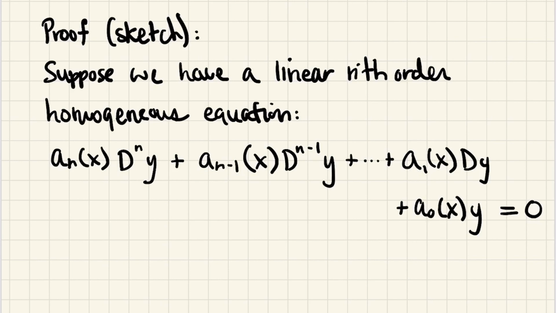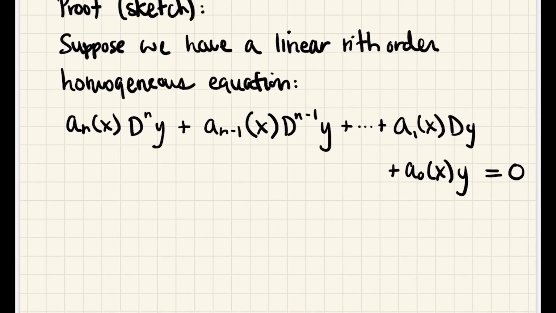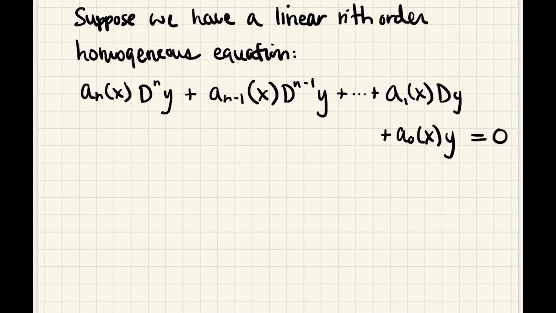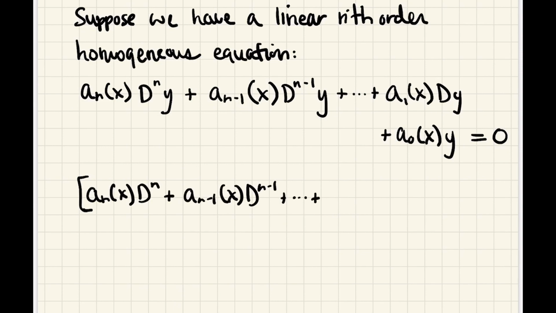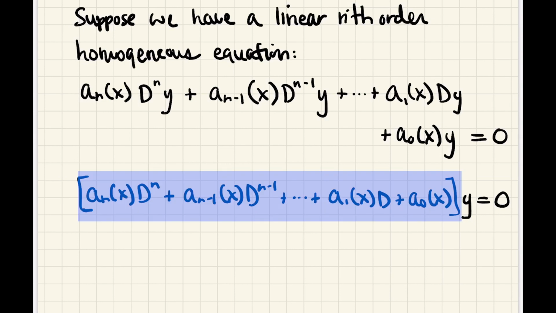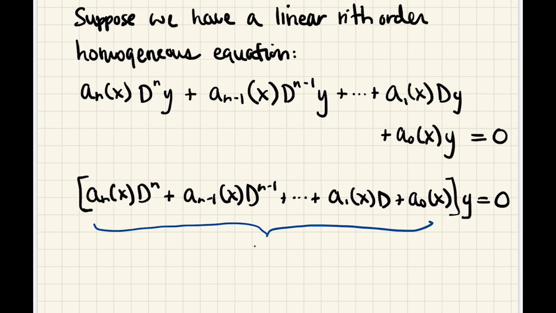Okay, then of course, because of the D notation, we can factor y out and treat this whole thing as an operator on y. Now this operator is a perfectly good operator in its own right, so why don't we just call this whole thing L? So what we have is L applied to y equals 0. That's our differential equation, very, very compactly written.